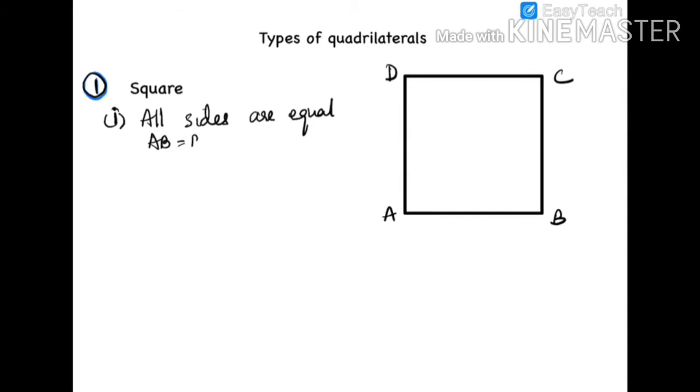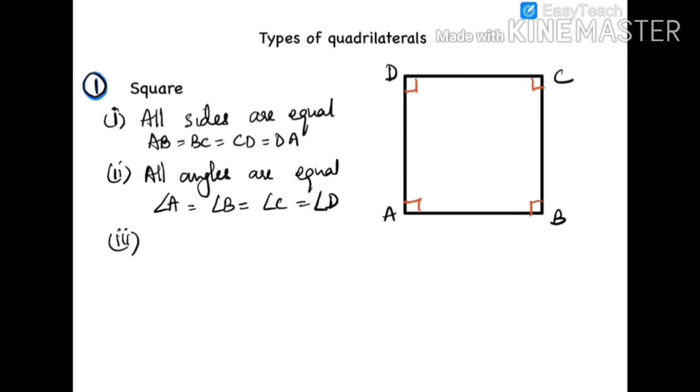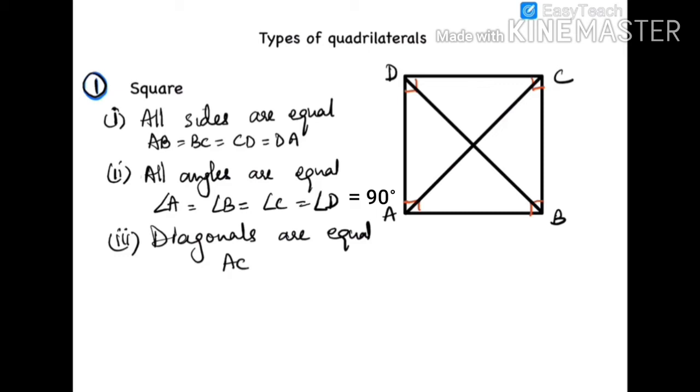So AB is equal to BC is equal to CD is equal to DA. In a square, each angle is 90 degrees, which means all angles are equal. And if you measure the diagonals of the square, they are going to be equal. So AC is equal to BD.